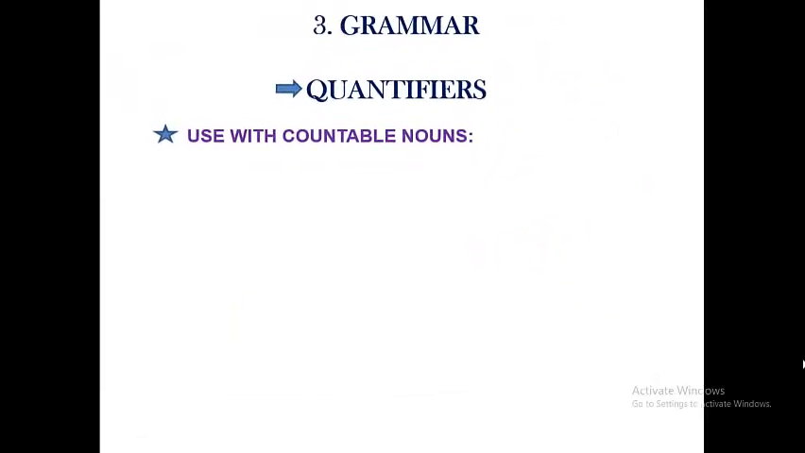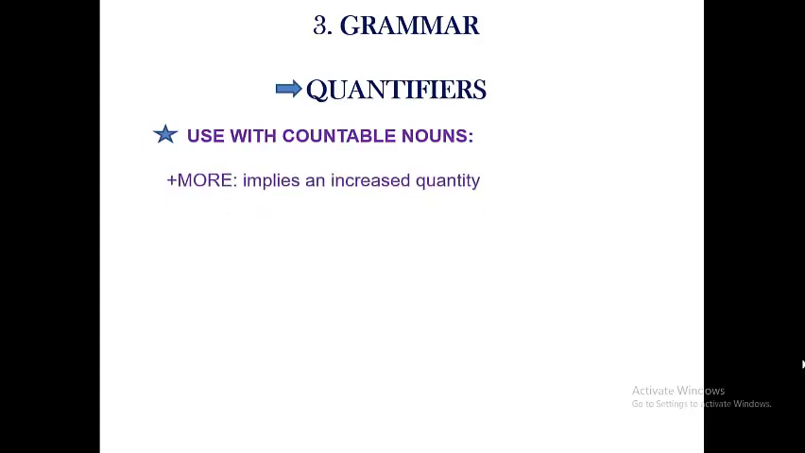Okay, that's all for the language in context part. And now we come to the grammar section. That is quantifiers. We can divide them into two main kinds. The first one is quantifiers that are used with countable nouns. And the second one is quantifiers that are used with uncountable nouns. We're gonna come to the first use of them, quantifiers that are used with countable nouns.